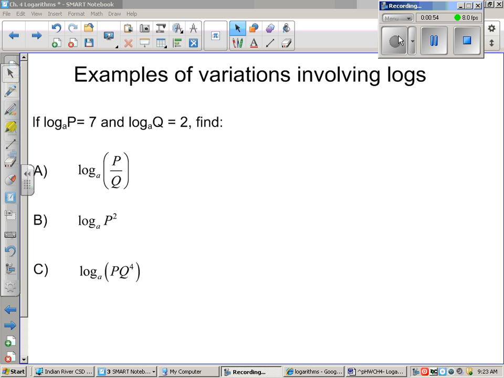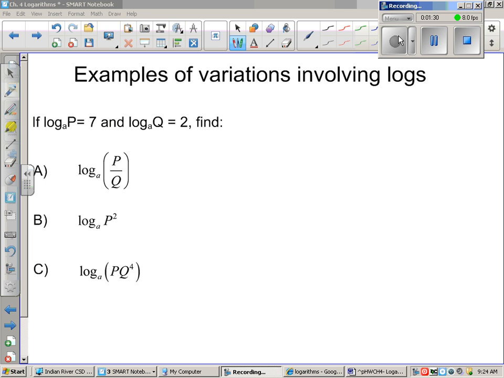So what I want you to see is that those principles that we learned with exponents do in fact apply here with logs. So we have log base A of P and log base A of Q, and we have what they equal. Let's see how we can evaluate this. The first question says log base A of P divided by Q. Now, when you're dividing exponents, what are you actually doing? Subtracting. Great. This is a log, which is an exponent, and we're dividing, so we're going to subtract.